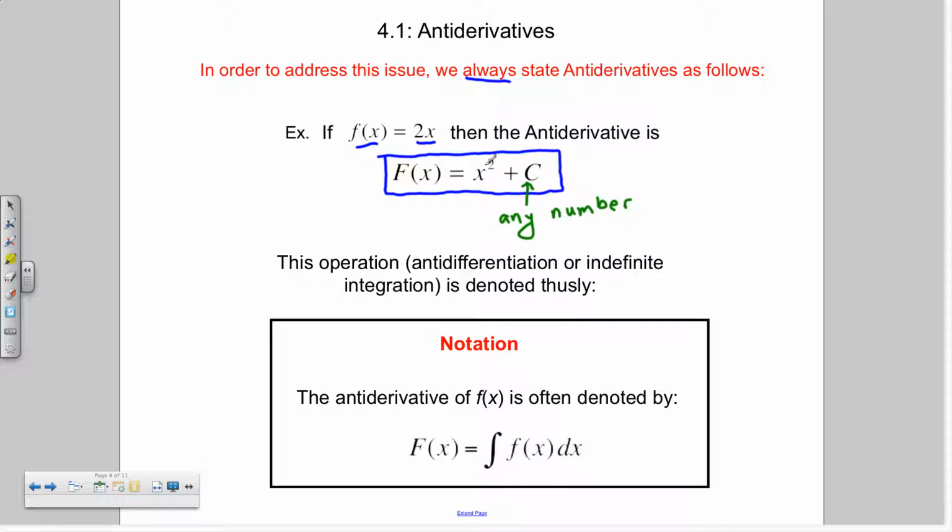Because when we derive x squared plus c, differentiation destroys the number, and the derivative of x squared is just 2x. QED, antiderivative.